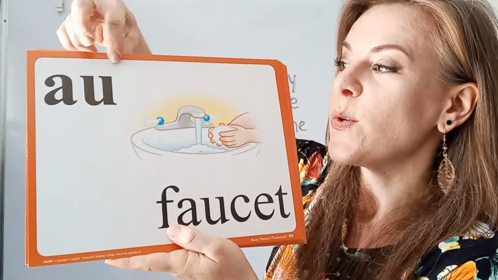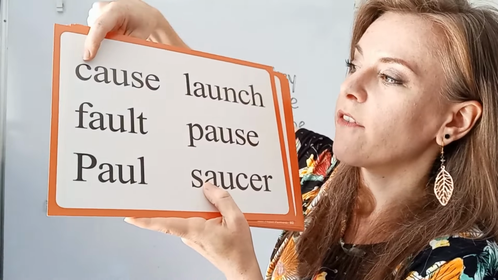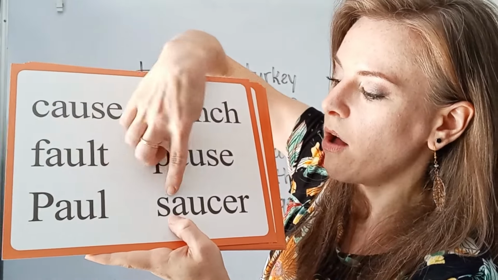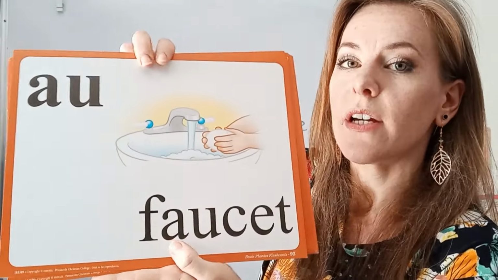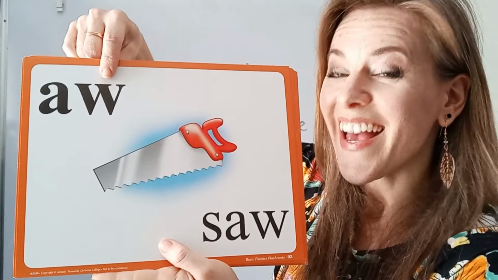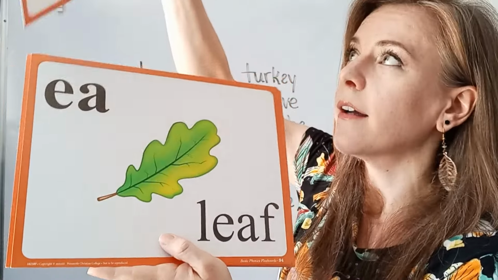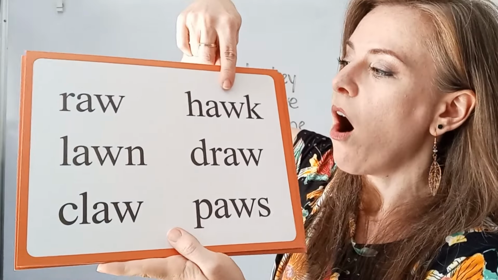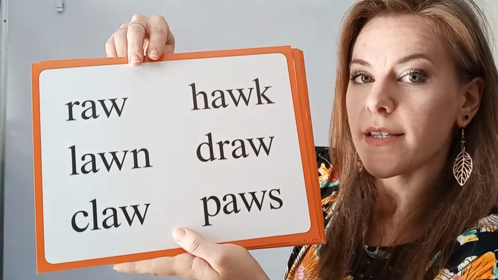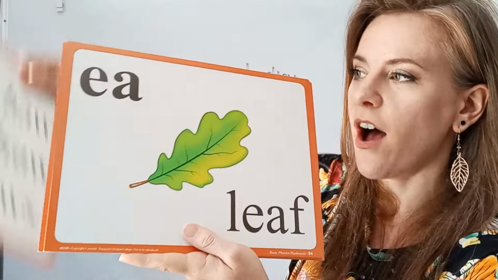Then we have AU, which says aw in faucet. And we have cause, launch, fault, pause, Paul, and saucer. Now AW also says aw in saw. So AU and AW say aw. We have raw, hawk, lawn, draw, claw, pause. AW says aw in saw.